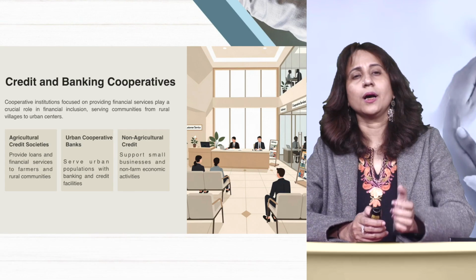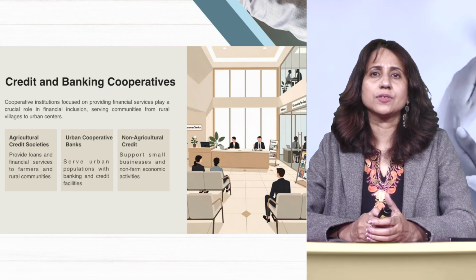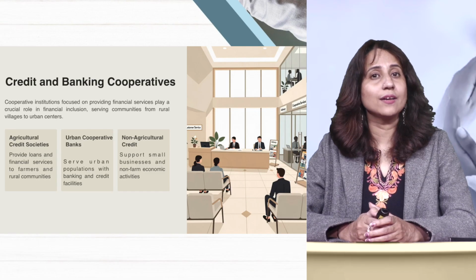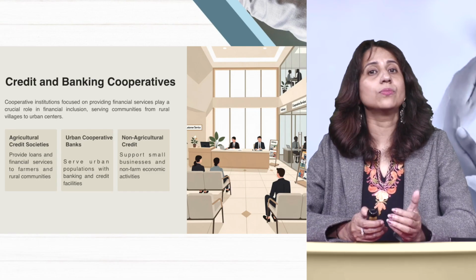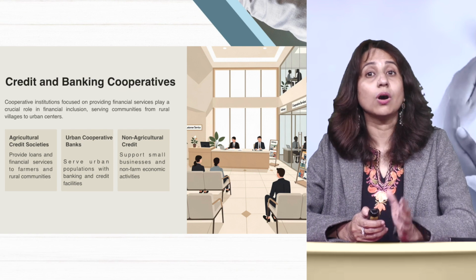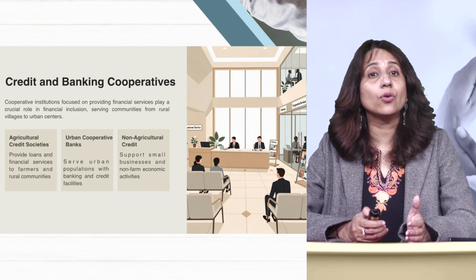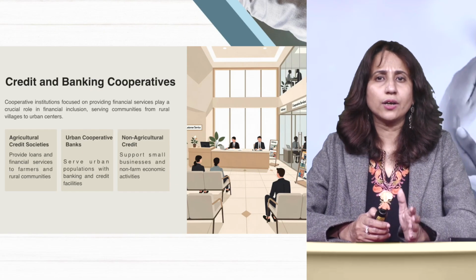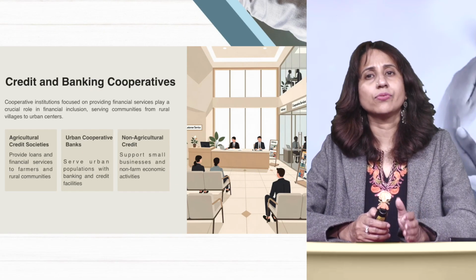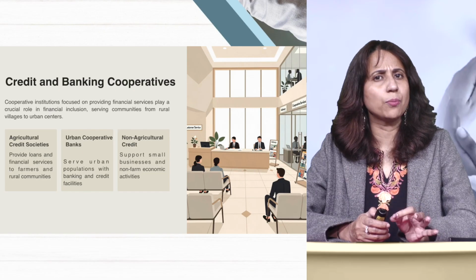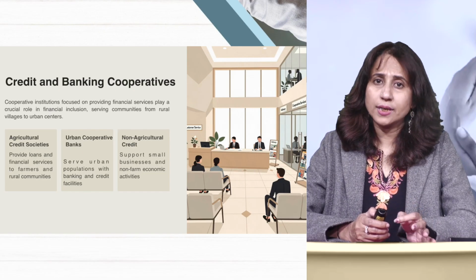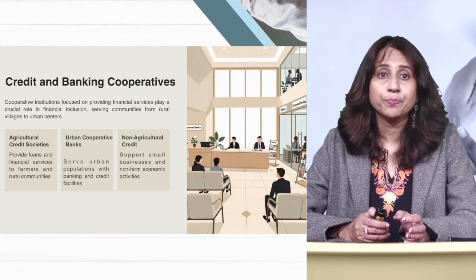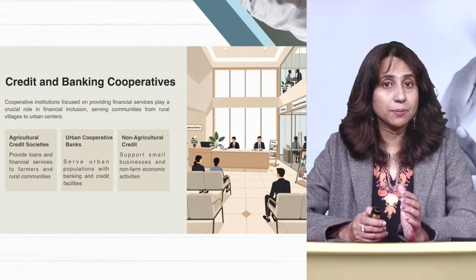These credit and banking cooperatives are institutions focused on providing financial services from rural credit to urban banking, and we will understand their role in financial inclusion. When we talk about agricultural credit cooperatives, they emerged as the first and the most widespread type of cooperative in India, addressing the chronic problem of rural indebtedness and farmers' exploitation by the moneylenders.